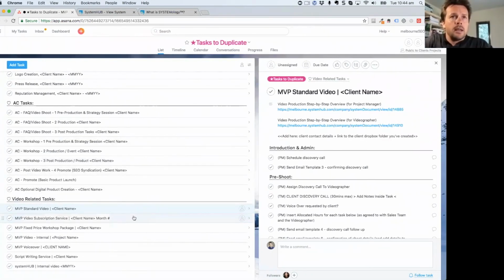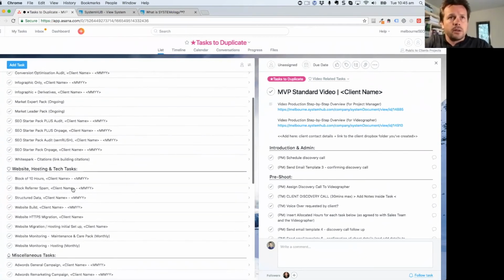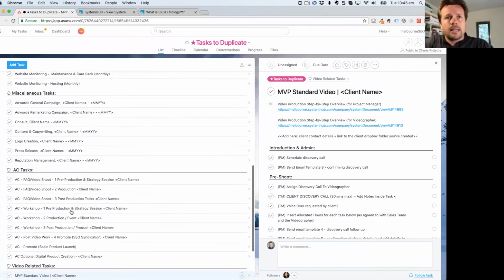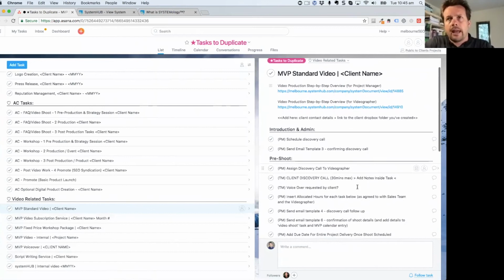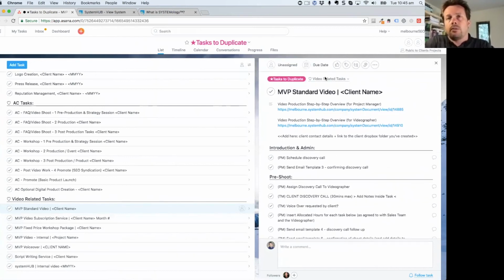So this is the way that this would work inside Asana. On the left-hand side here, these are all of the different products and services that we offer. These are master templates. So when a client makes a purchase, they've got a project in here, we would duplicate one of these master templates into their account, and then this would get assigned to the project manager.